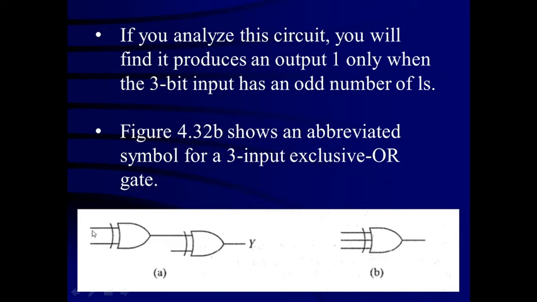This is the input A, input B and input C. Using 2 exclusive OR gates, you can prepare a 3 input exclusive OR gate, and this is the symbol for 3 input exclusive OR gate. If you analyze this circuit, you will find it produces an output 1 only when the 3-bit input has odd number of ones. Figure 4.32b shows an abbreviated symbol for 3 input exclusive OR gate.